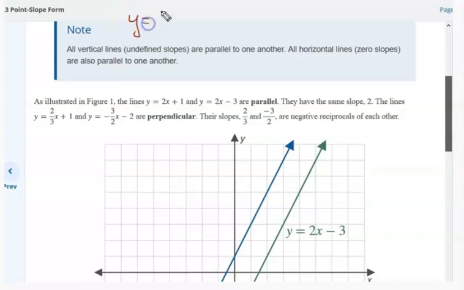Y equals b is the equation of a horizontal line, and x equals a is the equation of a vertical line. Now, if lines are parallel, let's just get some background, and this is background, so take some notes on this.